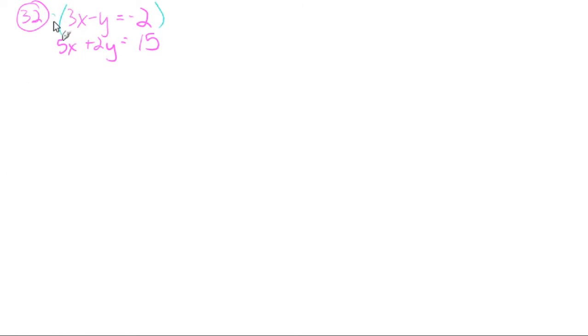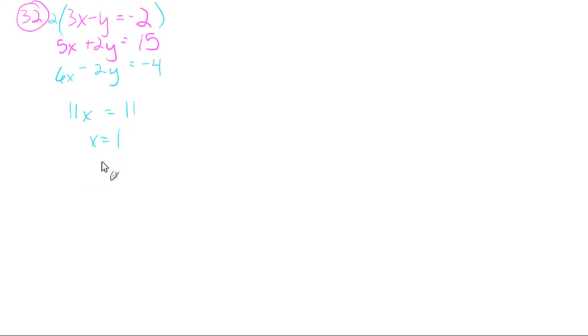So I'm going to multiply this equation by 2 so that I will get a negative 2y, which will cancel out with this positive 2y. So our new equation is going to be 2 times 3x is going to be 6x minus 2y. And 2 times negative 2 is negative 4. So 6x plus 5x is 11x. We've eliminated the y, and 15 minus 4 is 11, and x would be 1.